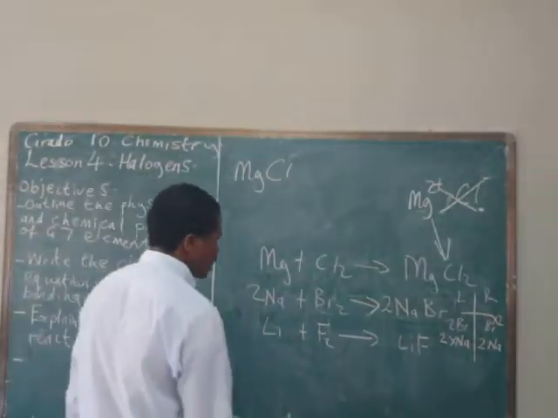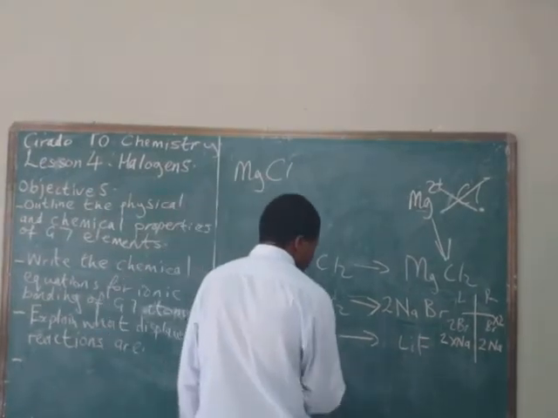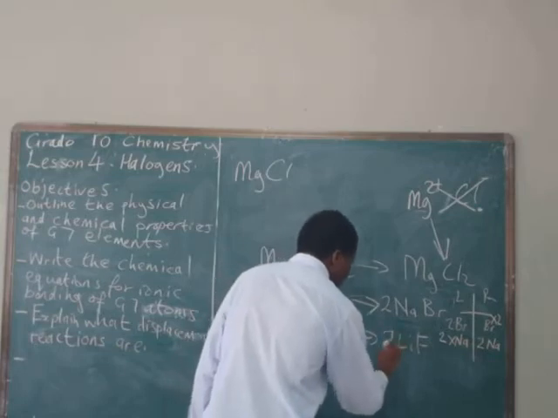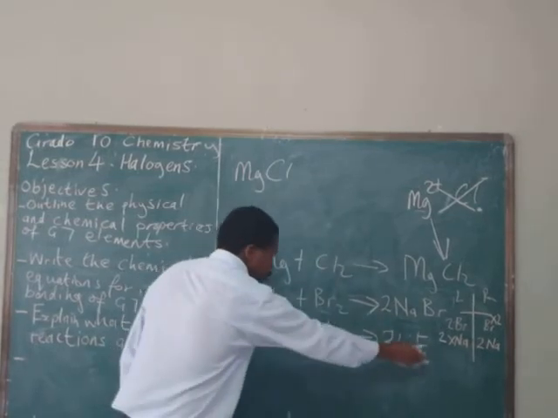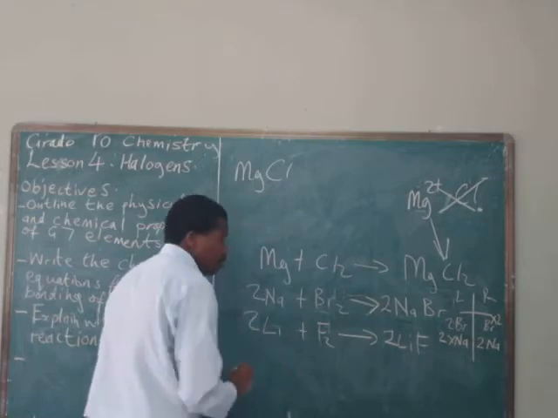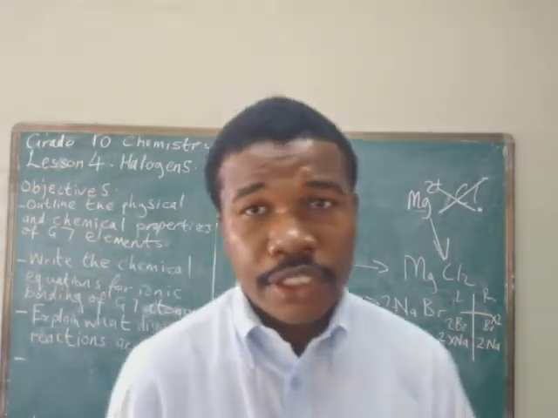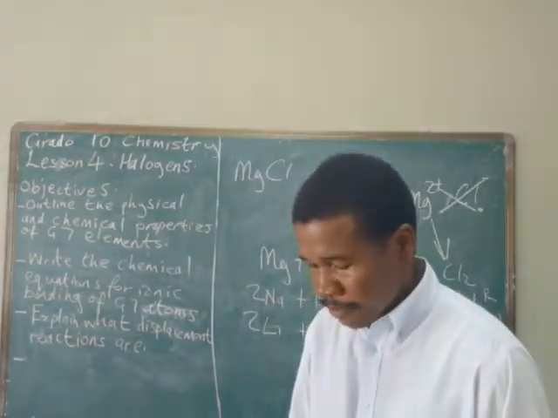And we do the same for fluorine. We do the same for lithium plus fluorine. Because there are 2 fluorines, we multiply by 2 here. The fluorines are now balanced, but the lithium is not. So again, we multiply by 2. That's how we write the ionic equations for group 7 elements.